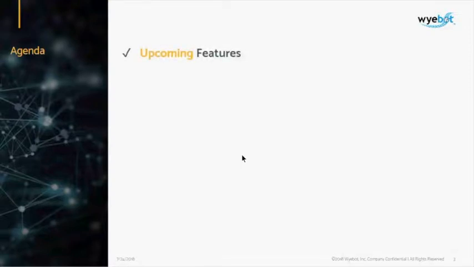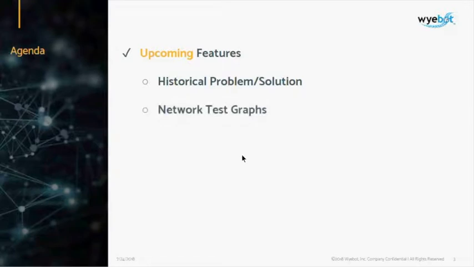Then we will have a short discussion about some of the features that are upcoming in the next release. We'll likely be launching them next month. We have added the ability to look at historical problems and solutions. Right now the dashboard shows you what is available today. We can now also see what happened in the last day, week, or month as well.